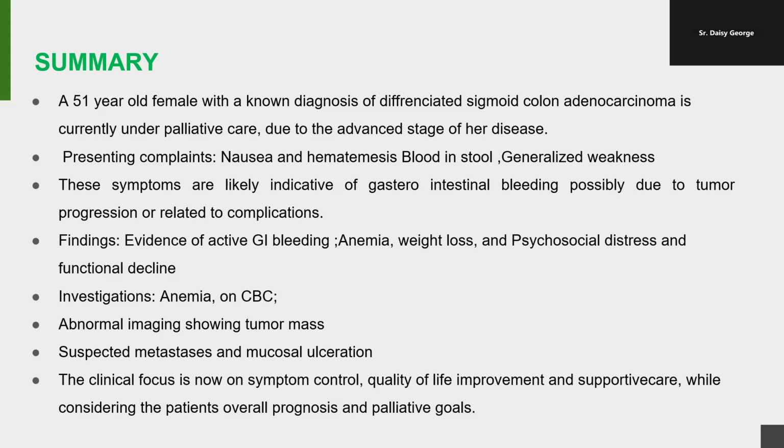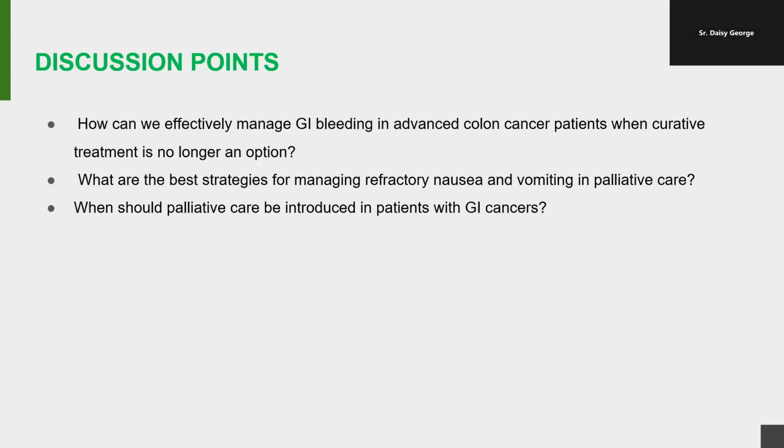Findings: evidence of active GI bleeding, anemia, weight loss, psychosocial distress and functional decline. Investigations: anemia on CBC, abnormal imaging showing tumor mass, suspected metastasis and mucosal ulceration. The clinical focus is now on symptom control, quality of life improvement, and supportive care, while considering the patient's overall prognosis and palliative goals.